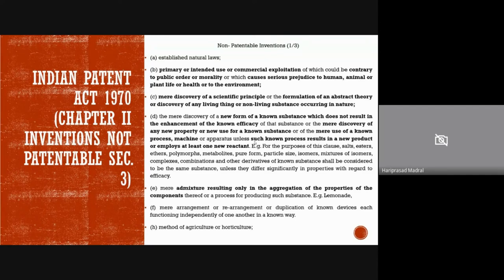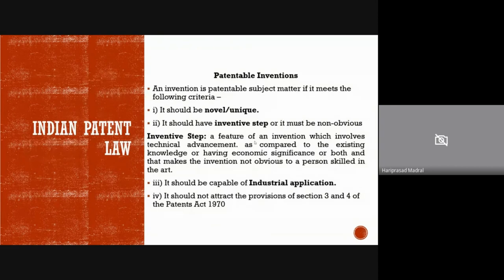When we try to interpret this particular subsection, it is talking about the chemicals, salts, or compounds which are derivatives of existing ones. So if any idea or invention is an enhanced or new form, or a new derivative of an existing one, it cannot be patentable. It has to have some enhancement. That's why the second category of the criteria of the patentable invention is there.